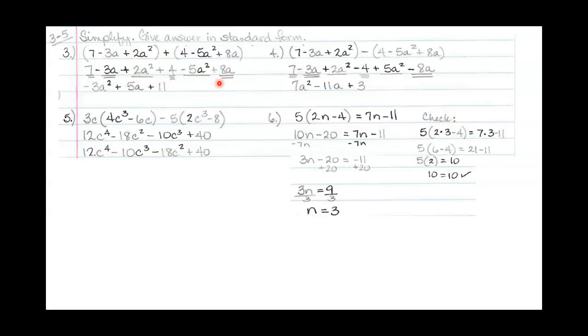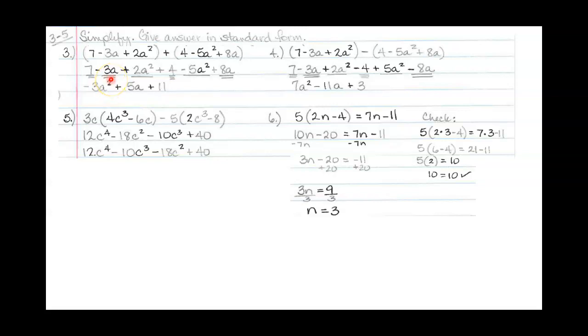And now let's combine our like terms. What's a like term with 2a squared? That would be negative 5a squared. So 2 minus 5 is going to give me negative 3. And then we keep the variable and the exponent exactly as they are, a squared.